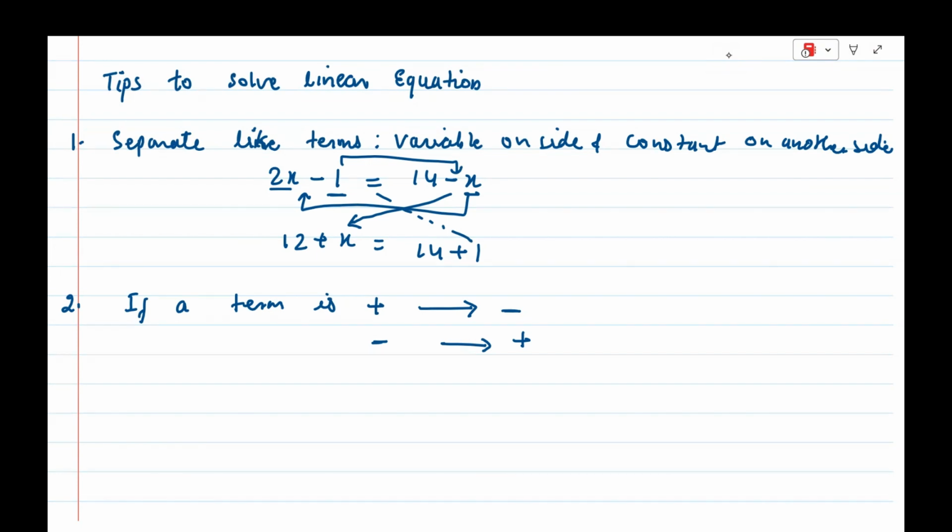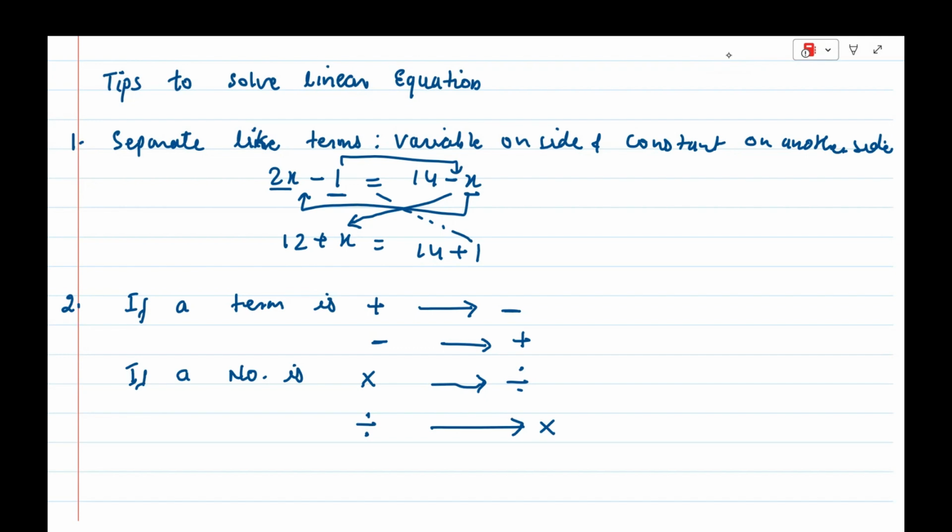Second, if a number is in multiplication, going to another side, it will go for division. And if a number is in division, going to another side, it will become multiplication.